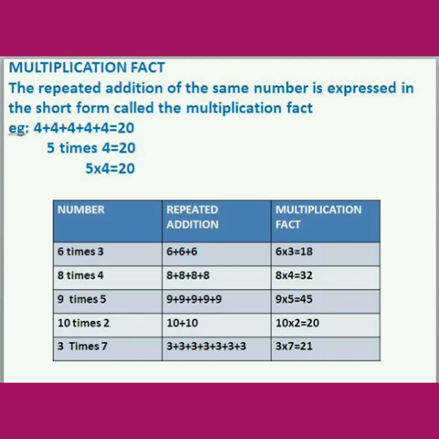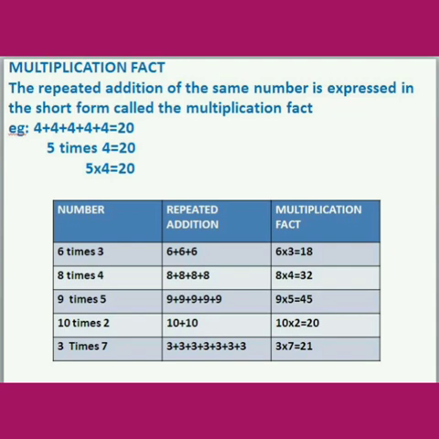Then 8 times 4: 8 plus 8 plus 8 plus 8 is the repeated addition form, and 8 4s are 32 is the multiplication fact. Then 9 times 5: 9 plus 9 plus 9 plus 9 plus 9 is the repeated addition form, and 9 5s are 45 is the multiplication fact form.